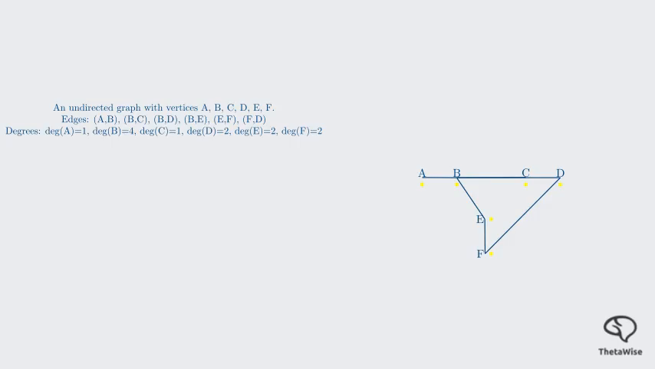Vertex A has 1 edge, AB, so its degree is 1. Vertex B has 4 edges, BA, BC, BD, and BE. Its degree is 4. Notice that A and B are adjacent because there's an edge connecting them. Vertex C has 1 edge, BC, so its degree is 1. D has 1 edge, BD, its degree is 1. E has 2 edges, BE and EF, so its degree is 2. Finally, F has 2 edges, FE and FD, so its degree is 2.